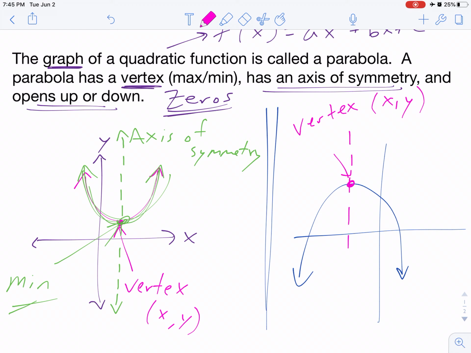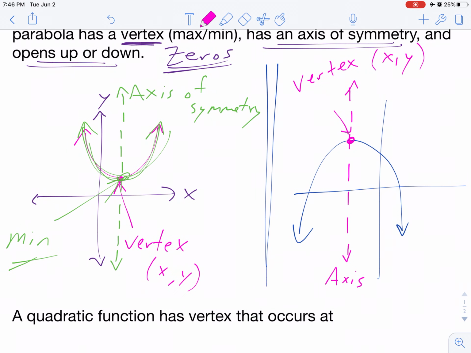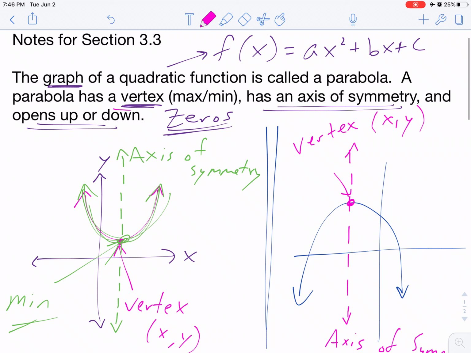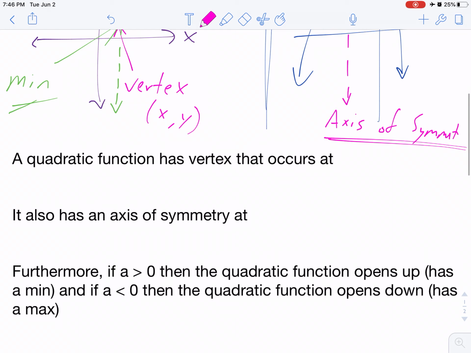And the axis of symmetry, again, it's an imaginary line. That's why I draw it as a dashed line. It's an imaginary line that cuts the parabola in half vertically. We'll get to that more in a couple minutes as well. So that's what the graphs look like, and you'll be asked to look at those graphs and find those important features: finding the vertex, finding the axis of symmetry, deciding if it opens up or down, that sort of thing.